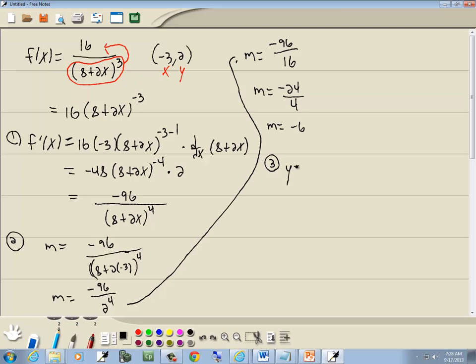Step 3. Plug in the given point for x and y. So we said y was 2. We just said m was negative 6, and x is negative 3, plus b. And then we want to solve for b. Negative 6 times negative 3 is 18, plus b. Take the 18 to the left side, we get 2 minus 18 equals b, or b is equal to negative 16.